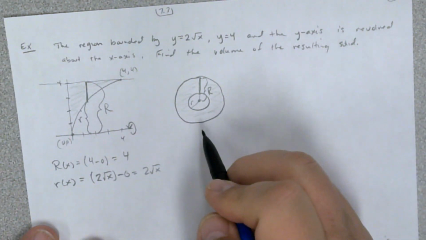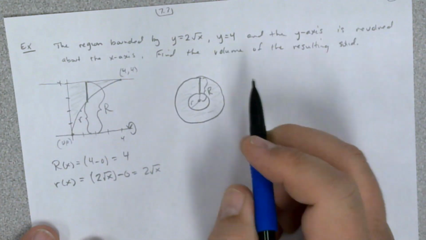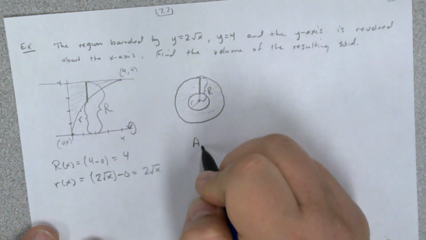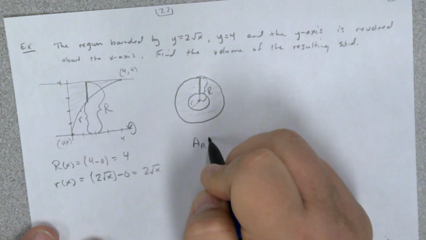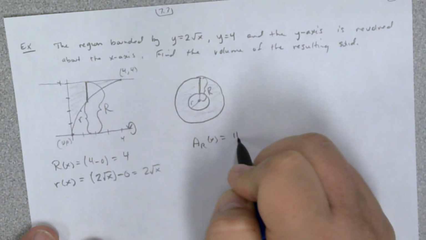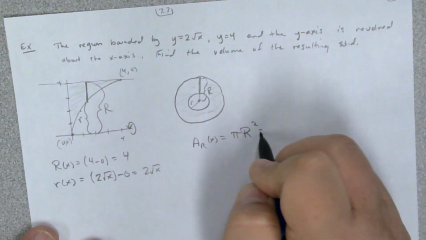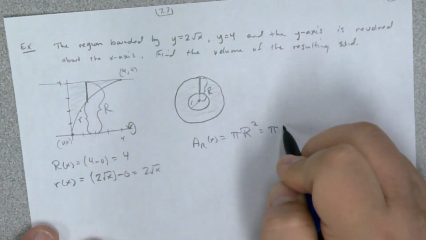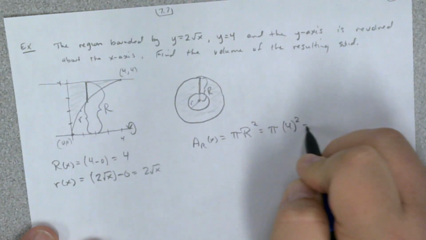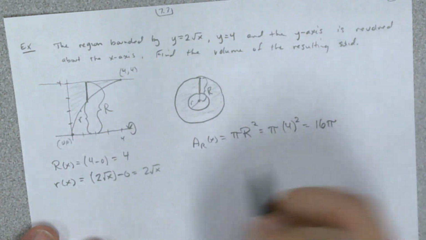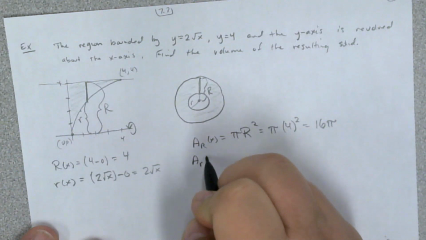So my volume is the big area minus the little area. So what is the area of the big circle? Well, it's pi big R squared. That's pi 4 squared, or 16 pi. What's the area of the little circle in terms of x?